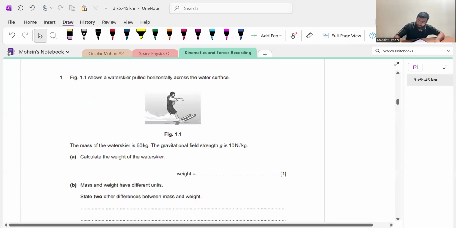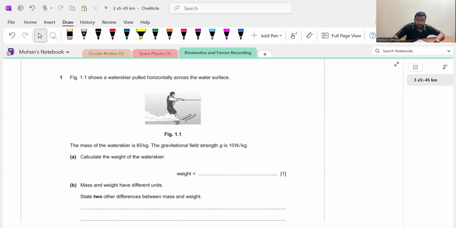Okay, here figure 1.1 shows a water skier pulled horizontally across the water surface. The mass of water skier is 60 kilogram. The gravitational field strength is 10. After 2023, it was 9.8. It is 9.8 basically. But before that, it was 10. So in past papers, you will get 10 before 23, and it is fine.